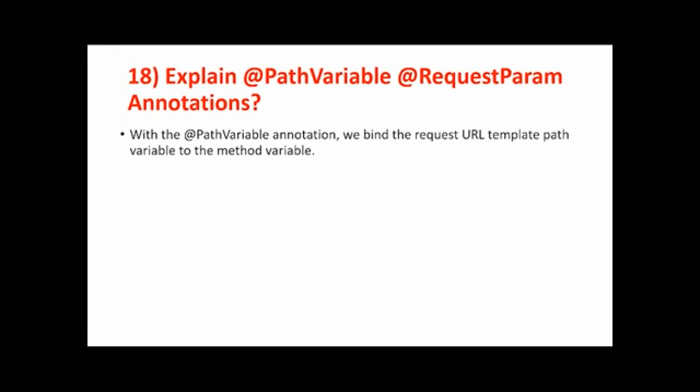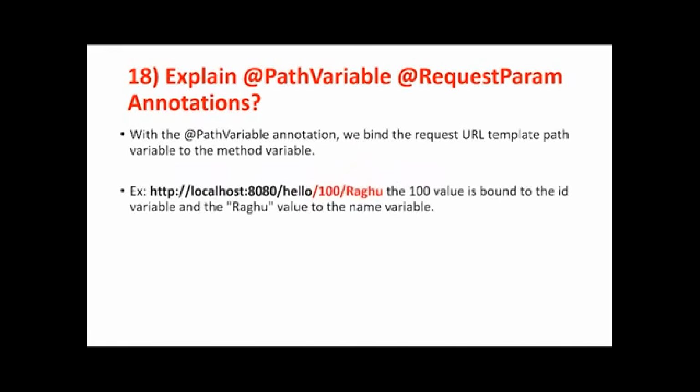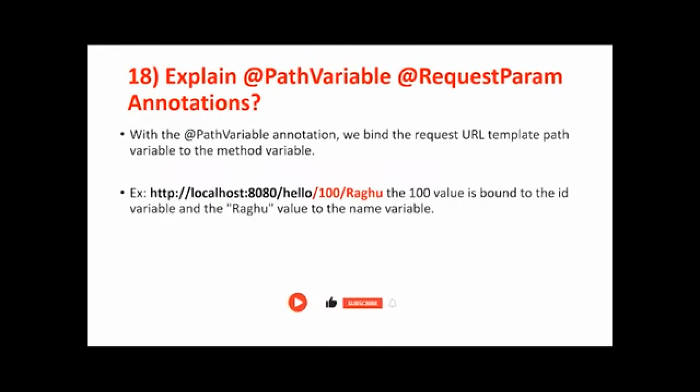If you're sending the data by using @PathVariable, then data can be sent along with the request URL by using slash symbol and directly data that follows the order. You can see a small example, /hello/100/Raghu. So value 100 is bound to id, and Raghu is bound to the variable name. There is no key value, order must be followed.